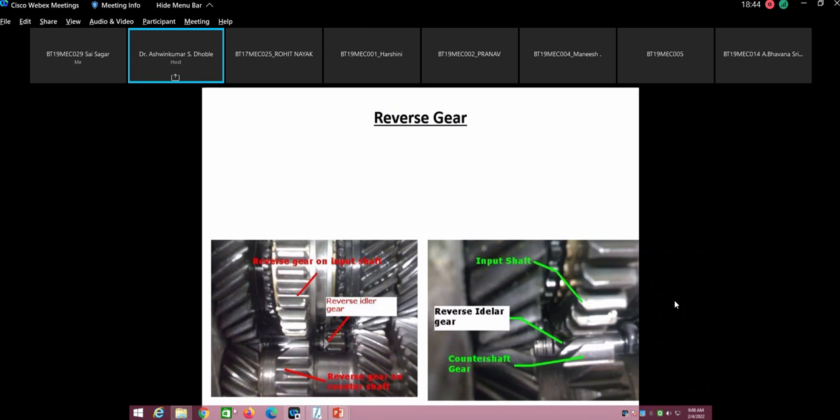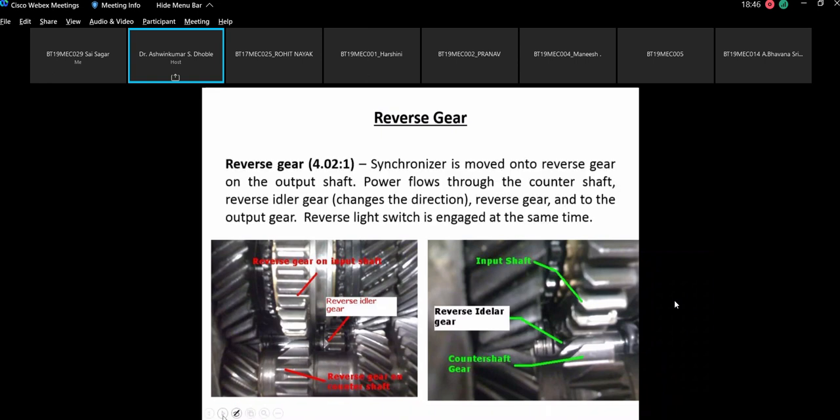So this is the reverse gear. Synchronizer is moved into reverse gear on the output shaft. Power flows through the counter shaft. Reverse idler gear changes the direction, to the reverse gear and to the output gear. Reverse light switch is engaged at the same time.